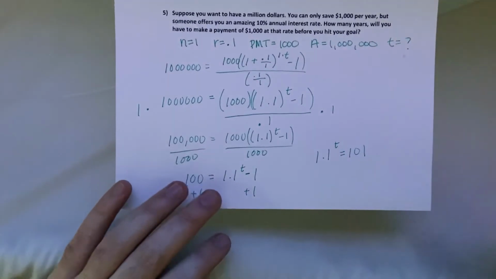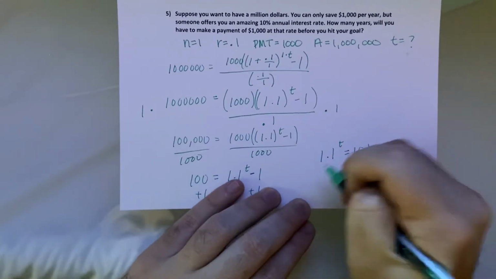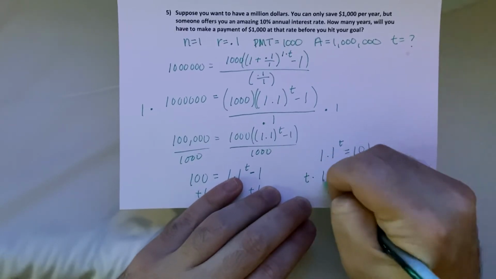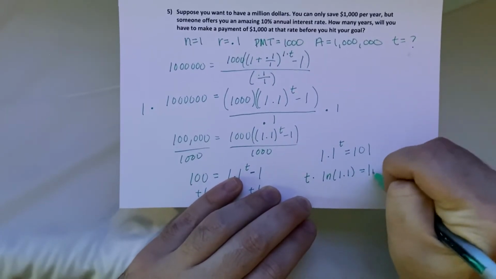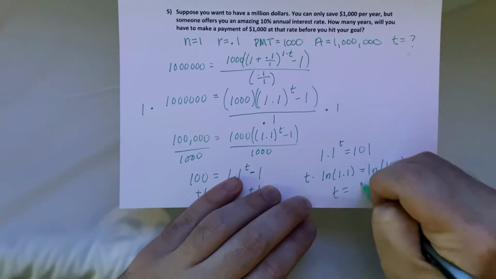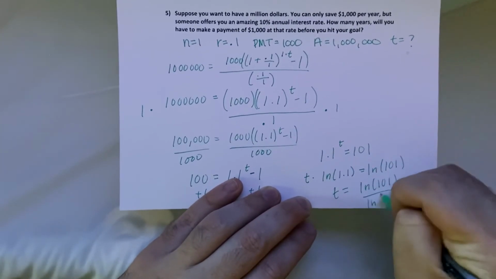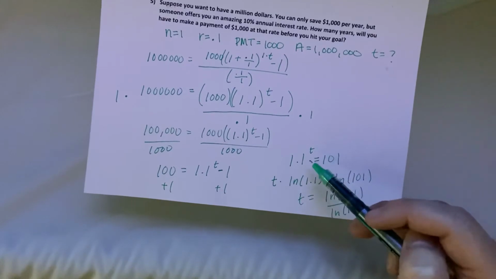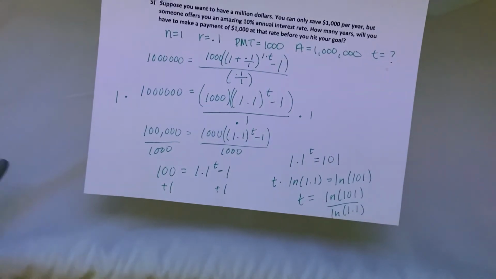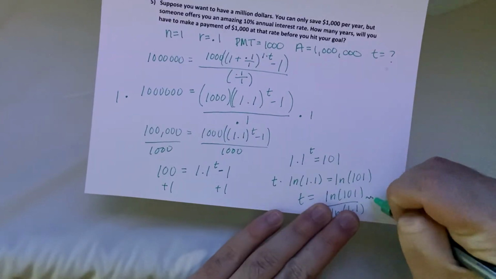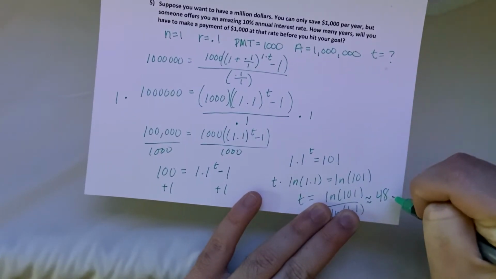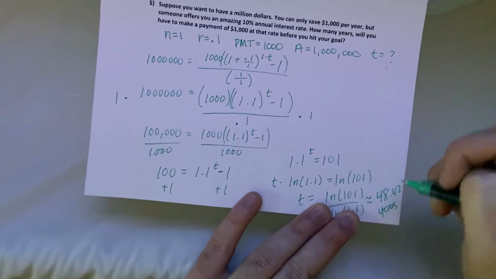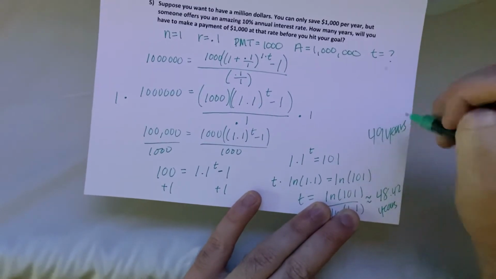And this is where we can use our skills from the last chapter with logarithms. I'm going to take the ln of both sides. So t times the ln of 1.1 equals the ln of 101. So t is the ln of 101 over the ln of 1.1. Remember that by taking the ln or log of both sides, it allows you to bring the t out front. So let's see what this is. Looks like it's 48.42 years. So we probably have to round that up, so 49 years.